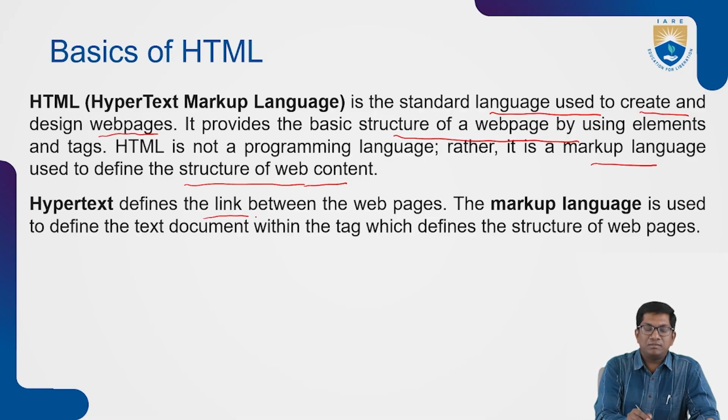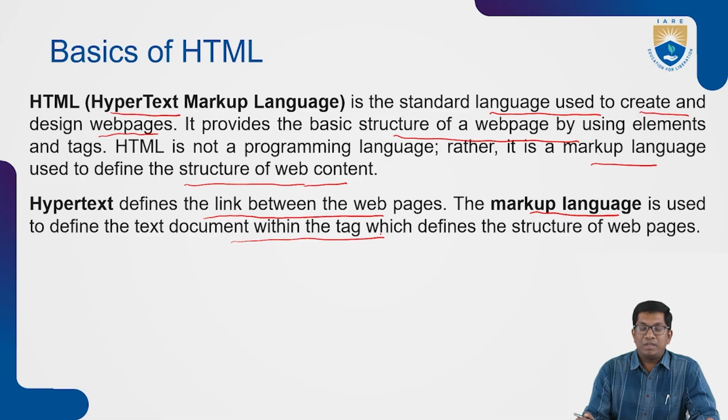So what is hypertext in HTML? Hypertext defines the link between web pages. We can link from one page to another page, or within the page also we can link. That we call hypertext. Then what is a markup language? It is used to define the text document within tags, which define the structure of web pages. So by using HTML or a markup language, we can design the web document or web page.